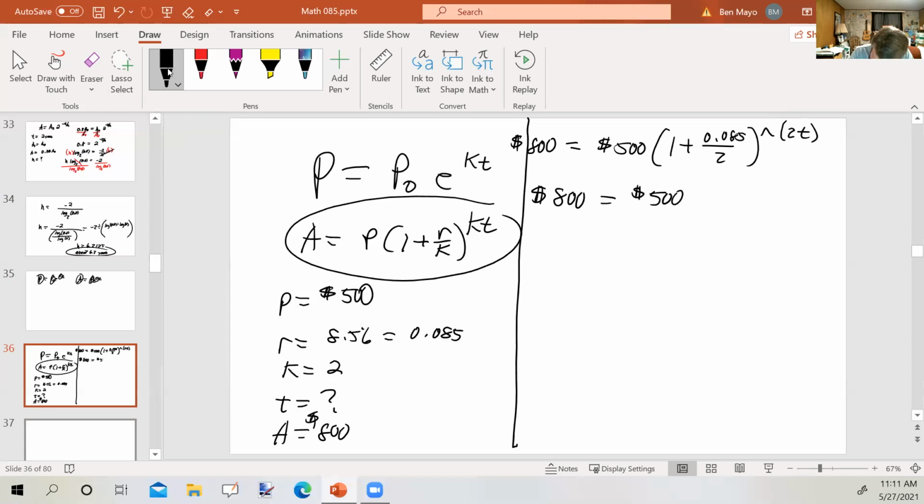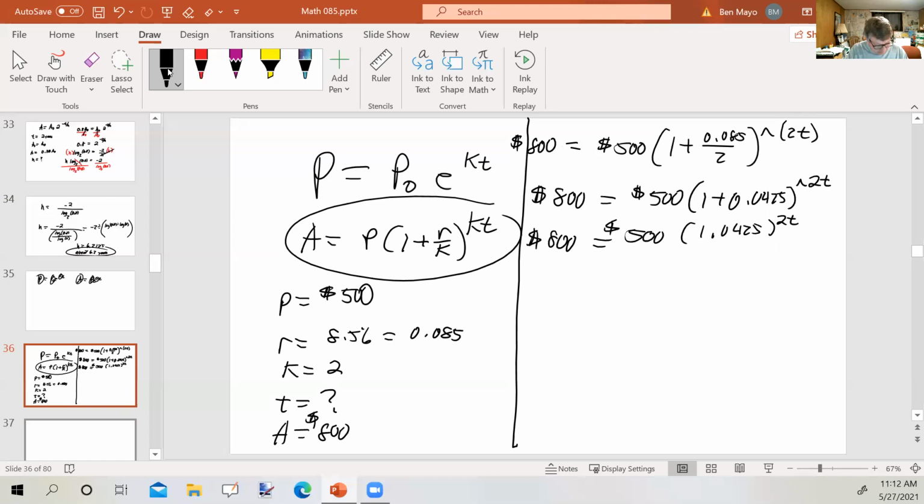So let's see, can I simplify what's inside? If I take 0.085 divided by 2, I get 0.0425. And then I can add 1 plus 0.0425 is going to be 1.0425, and that's all to the 2t power.